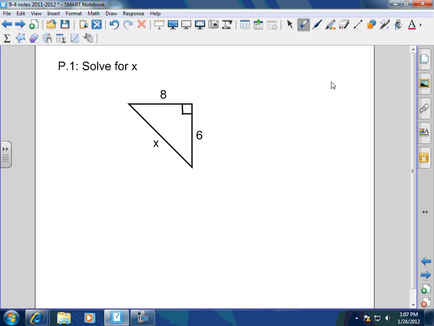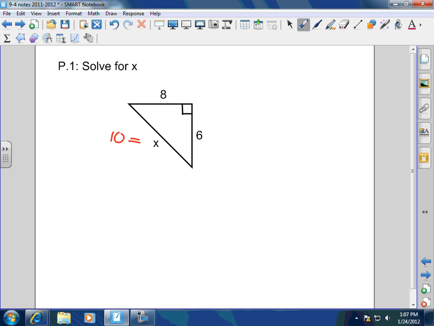Okay. Here. Solve for x. It's 6, 8, 10. This is a 3, 4, 5. It's 10. Done. Now, what if you didn't recognize that? You are a human being. Sometimes you just may not recognize it.